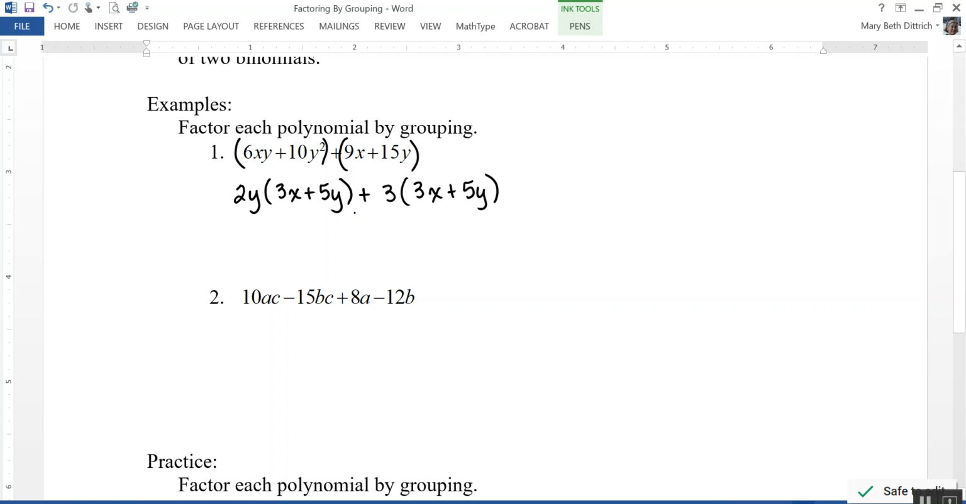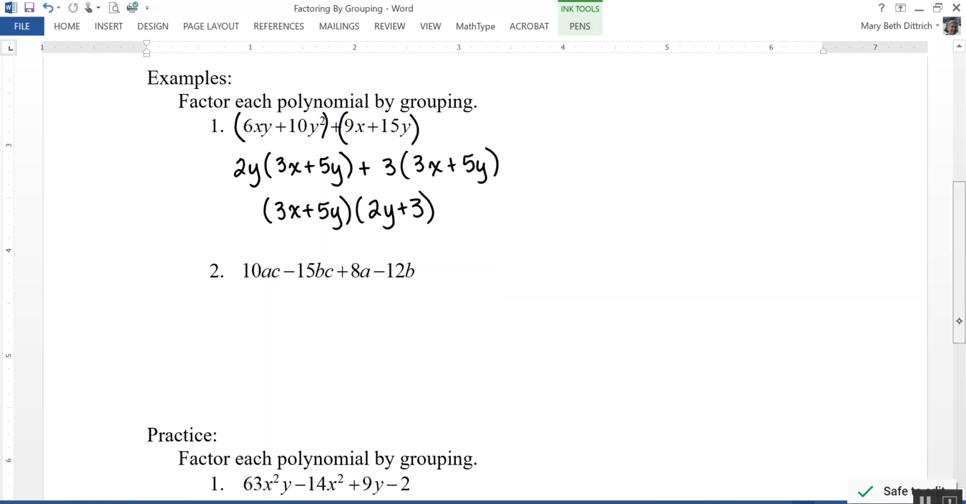So out of this term, I can factor out a 3x plus 5y, and notice that can also be factored out of this term, leaving me with a 2y plus 3. And that's the original polynomial factored into 2 binomials. If you want to check, you would do as we did a couple videos ago and distribute this out and see that you get back to where you started from.